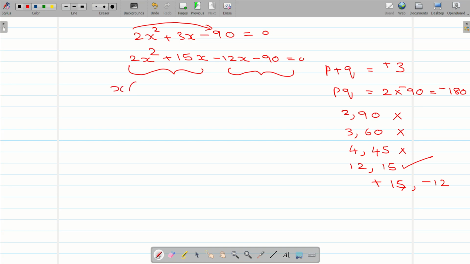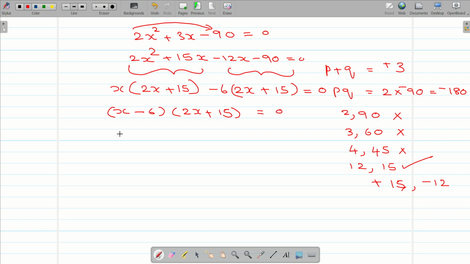From the first two, I can take x common. x into 2x plus 15. The next bracket should be 2x plus 15. For that I have to take minus 6 outside. So x minus 6 into 2x plus 15 is equal to 0. So x is equal to 6. x is equal to minus 15 by 2.